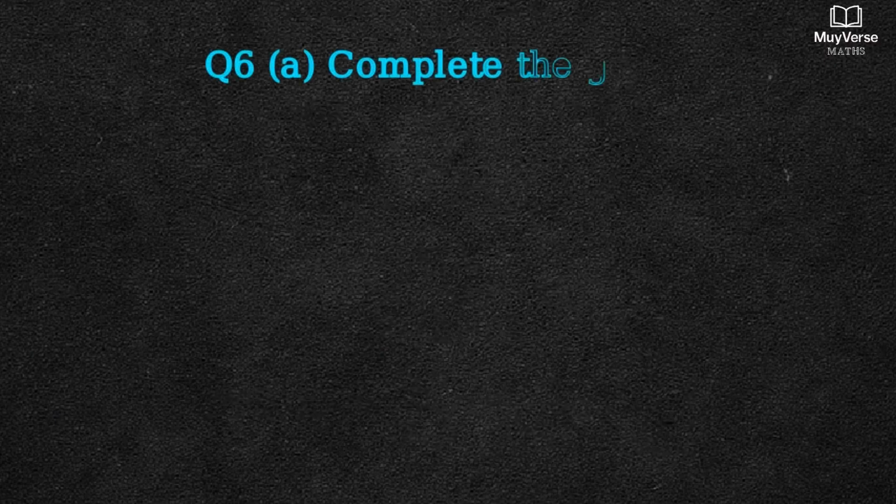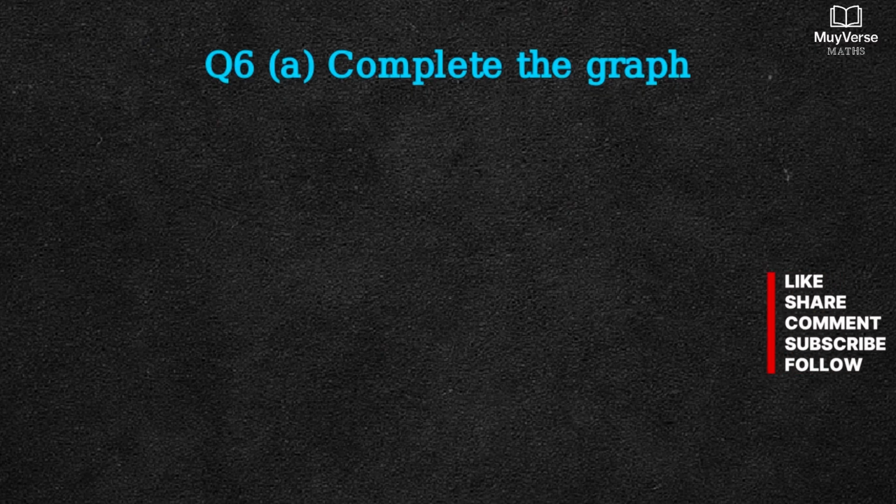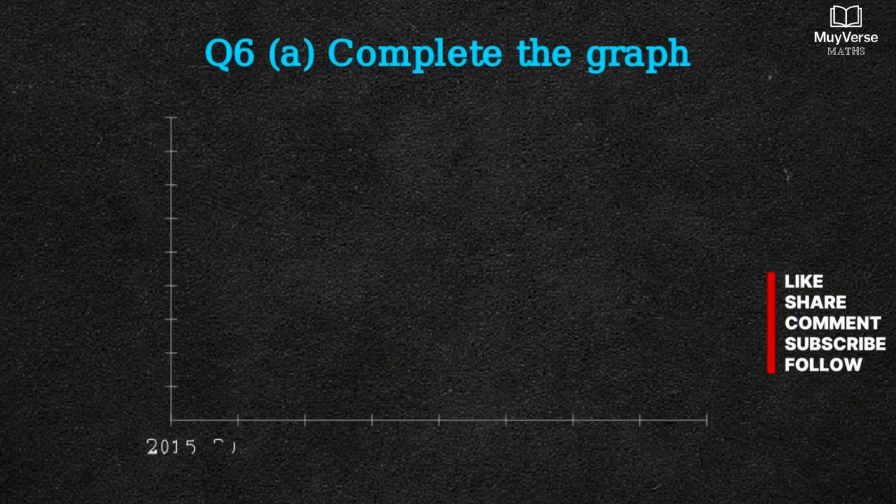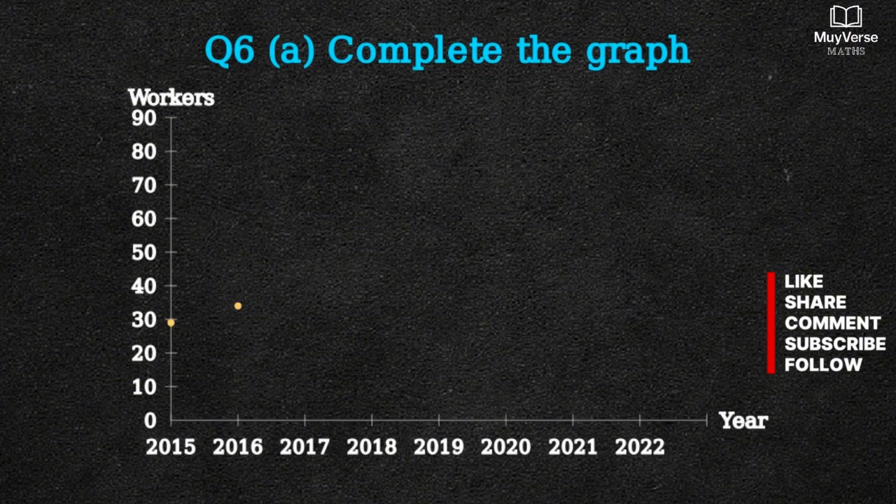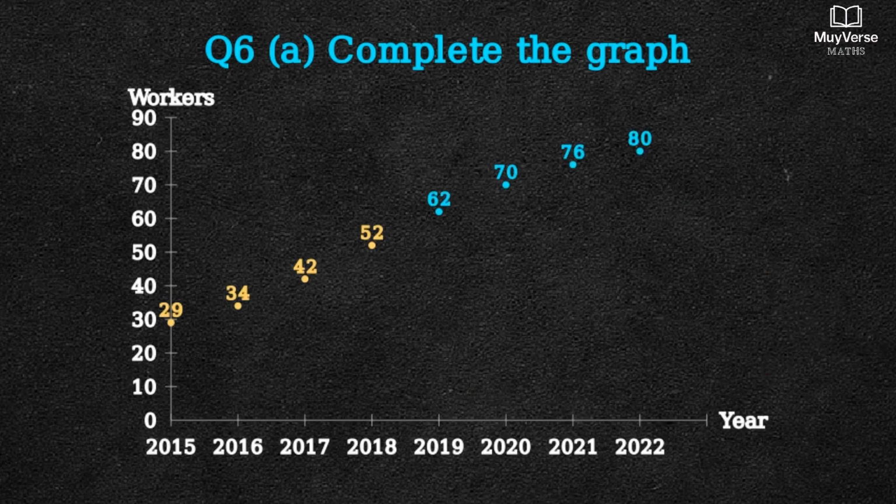Question 6 Part A. Complete the time series graph from the table. First, we set up axes for years on the horizontal and number of workers on the vertical. The first 4 points from 2015 to 2018 are already plotted. Now, we will plot the remaining 4 points. After that, we connect all consecutive years with straight line segments.